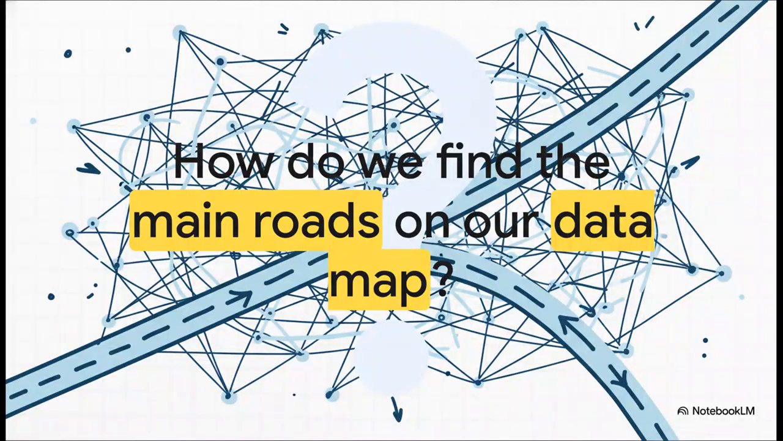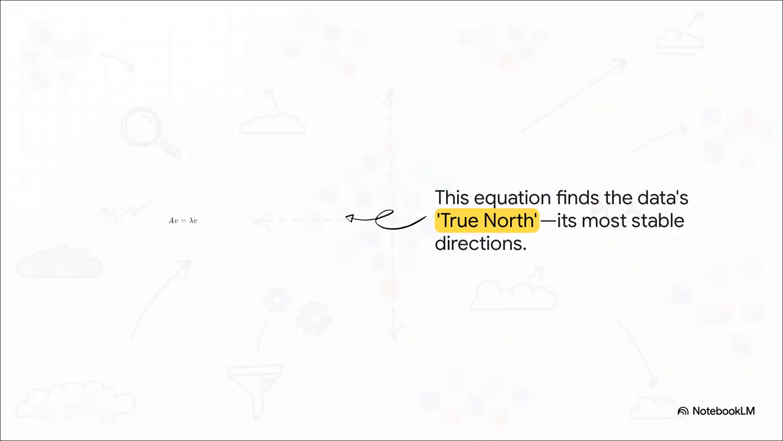We've got this complex web of relationships in our matrix. So how in the world do we figure out the most important directions? The main roads that are carrying most of the traffic? The answer, it turns out, lies in this really cool mathematical idea involving eigenvectors and eigenvalues.